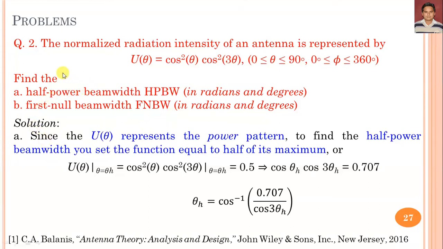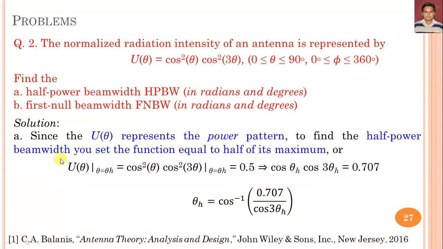First, we need to calculate the half power beamwidth, since U of theta represents the power pattern, as we have discussed in lecture 1. If the amplitude E of theta is given, it is the amplitude pattern, and we can solve by equating E of theta equal to 1 by root 2. But here the power pattern is given. So for half power beamwidth, you set the function equal to half of its maximum.